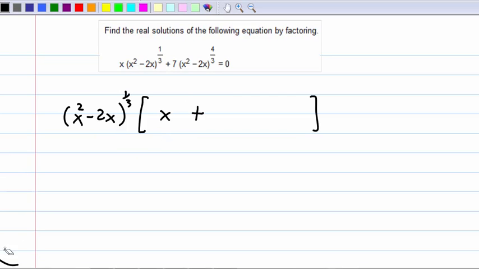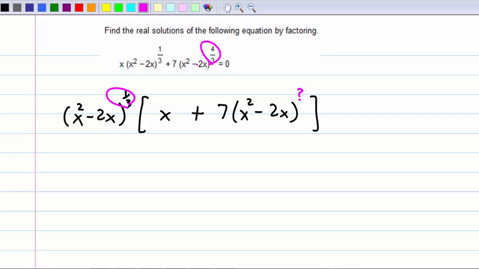And what goes in the next blank space in the parentheses? Well, I'm going to need a 7, and I'm going to need the x squared minus 2x raised to some power. And the question is, what power is that? Well, recall when you multiply terms and their bases are the same, you add the exponents. So what number, where the purple question mark is, would I add to the 1/3 to get 4/3? Well, I would add 3/3, or 1. So right here, I'll leave it just like it is. There's no exponent showing, but of course it's understood to be a 1.